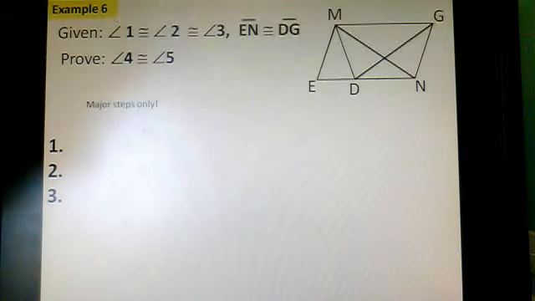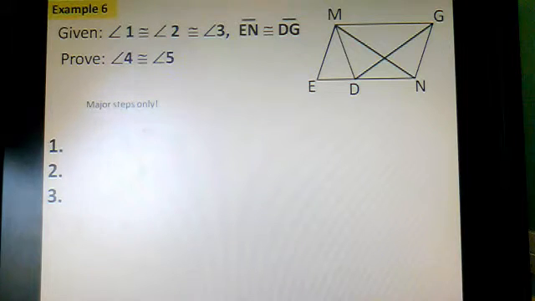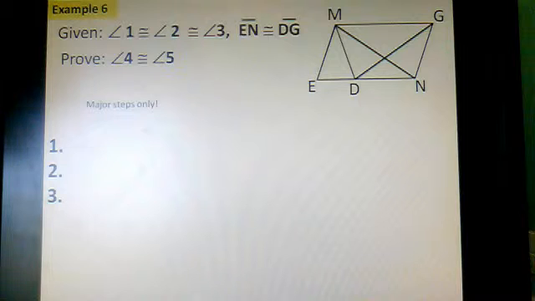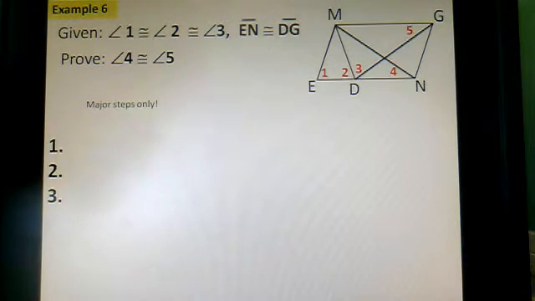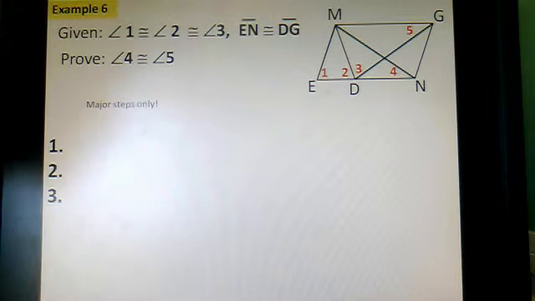Alright, the last proof I have for you, I've got all the letters on there that you need. I don't have the numbers. So angles 1, 2, 3, 4, and 5, you'll need to add those onto your paper. And as you see on the screen, it can be done in 3 quick steps. And none of those 3 steps are stating the givens.